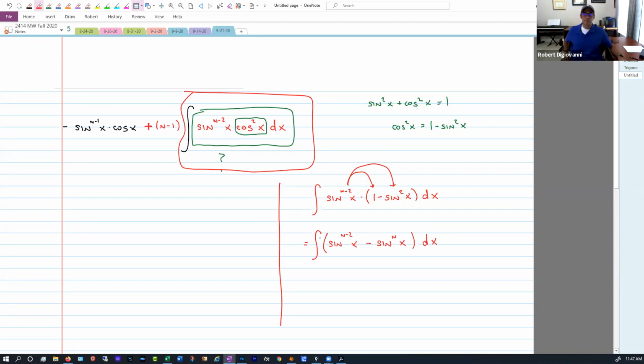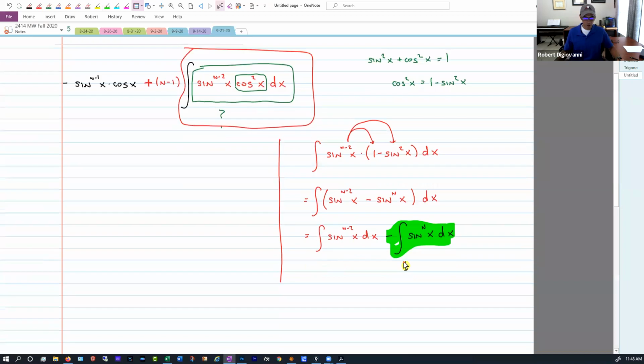Is that all right, everyone? Which you could also rewrite as the integral of sine to the n minus 2 of x dx minus the integral of sine to the n of x dx. So now I'm splitting it into two separate integrals. Okay, now why did I do this? Hopefully you see this. This is the original integral, isn't it? It's the original problem.